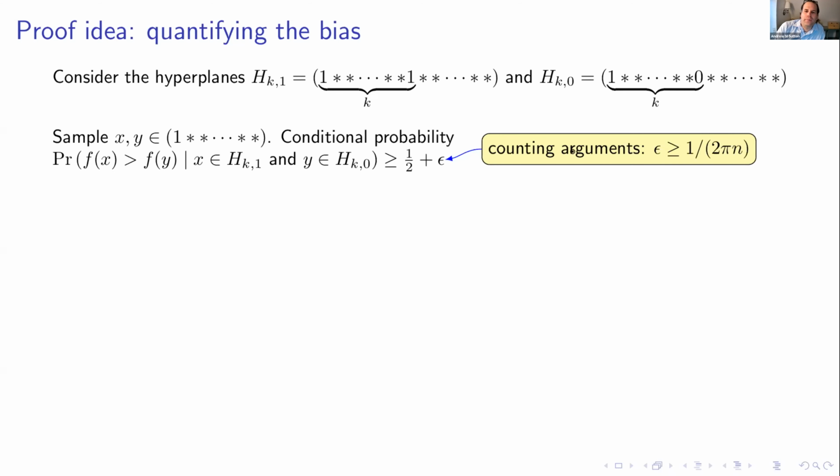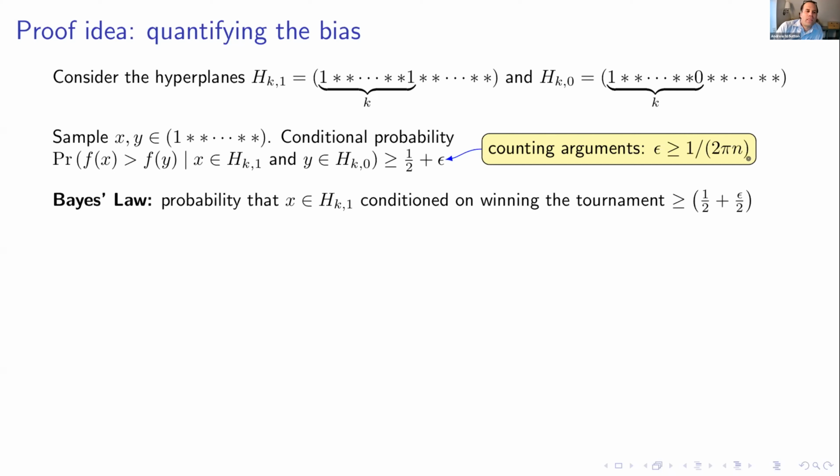And so we use some combinatorial counting arguments to bound this away from 1/2. Okay, specifically 1/2 plus something that's at least 1 over 2 pi n. So using Bayes' law, we can sort of turn this around and show that the probability that x comes out of this hypercube with a 1 in the kth position is also bounded away from 1/2. Okay.